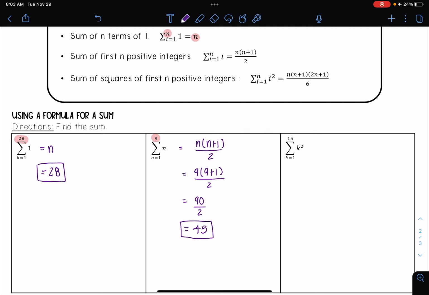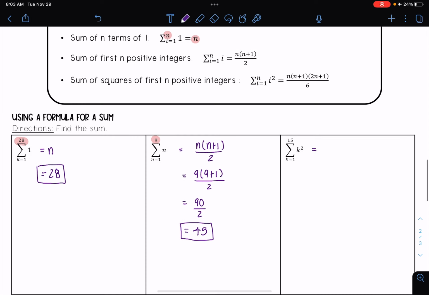My last one, I have the sum of k equals 1 to 15 of k squared. And so this is the sum of squares of the first n positive integers. And so that's going to be this last formula, which tells me this is equal to n times n plus 1 times 2n plus 1 over 6. Well, my n here is equal to 15, so I'm going to plug in 15 everywhere I see n. So I have 15 times 15 plus 1 times 2 times 15 plus 1 over 6.